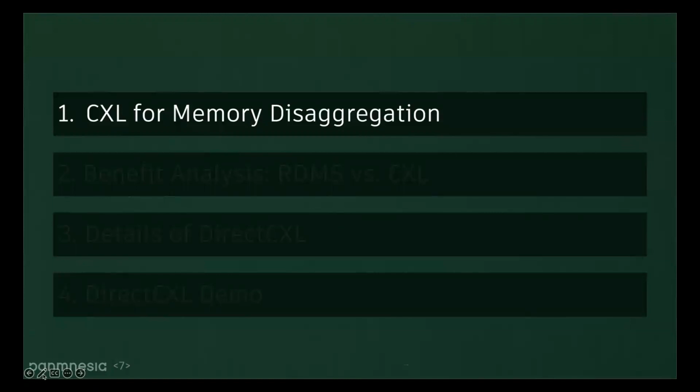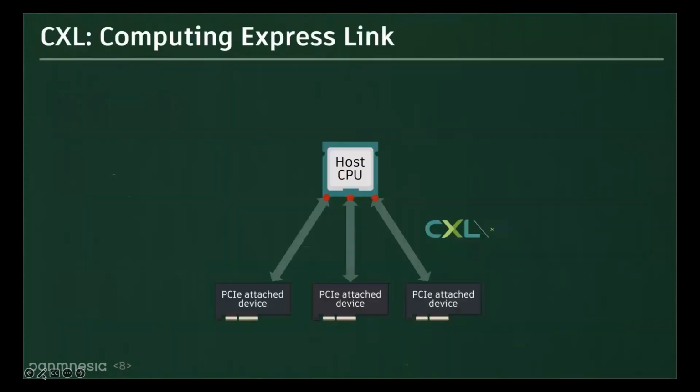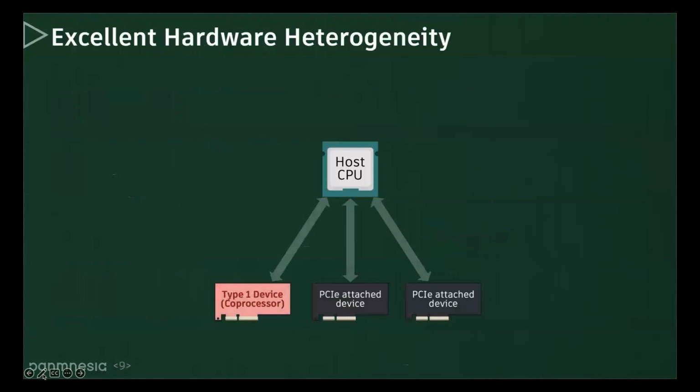Now, I'll explain what CXL is and how CXL can be used for memory disaggregation. Compute Express Link, or CXL, is an open industry standard for cache coherent interconnect based on PCI Express. CXL allows a device to cache data stored in host memory without breaking cache coherence. This kind of device is defined as type 1 in CXL, and a coprocessor can be an example of a type 1 device. CXL also allows the host to cache data stored in device memory, and such a device is called type 3.